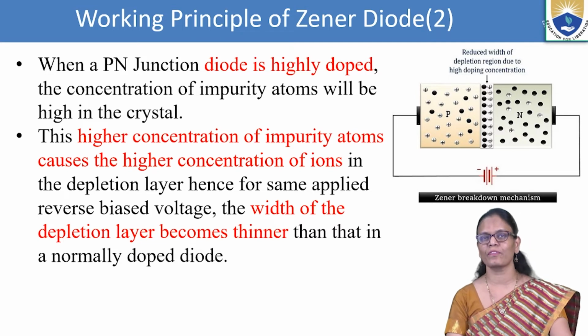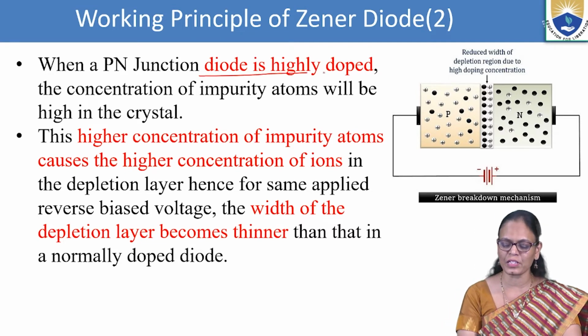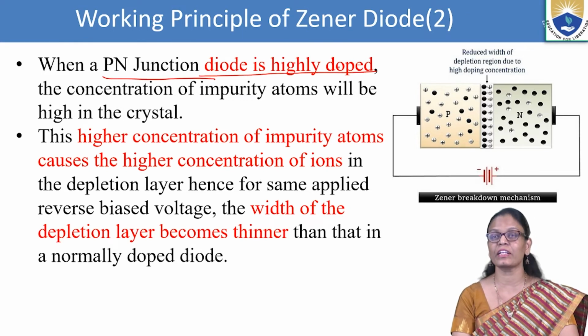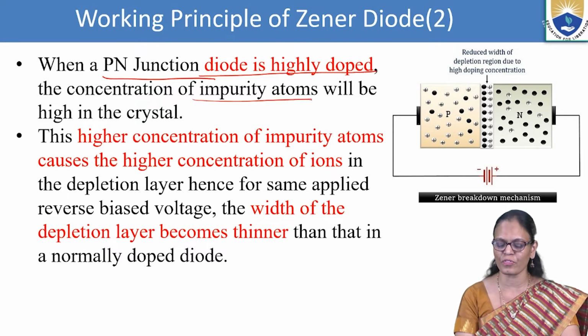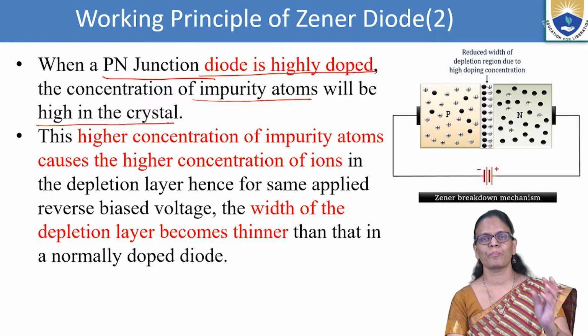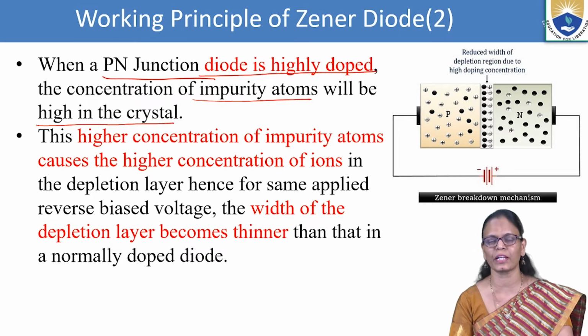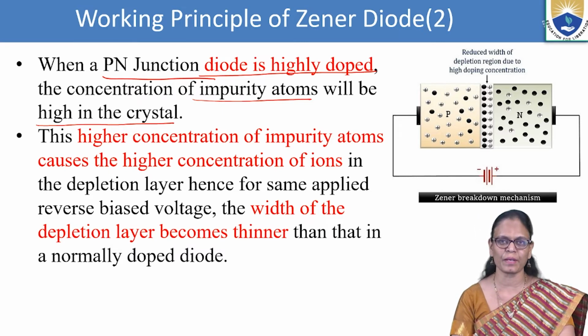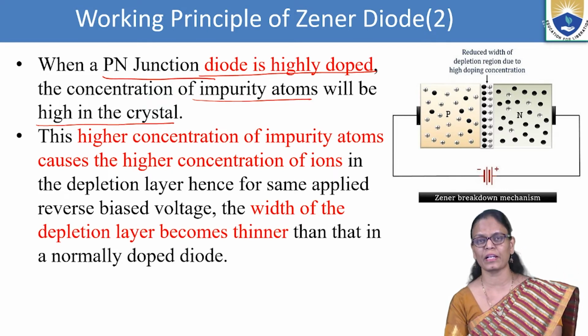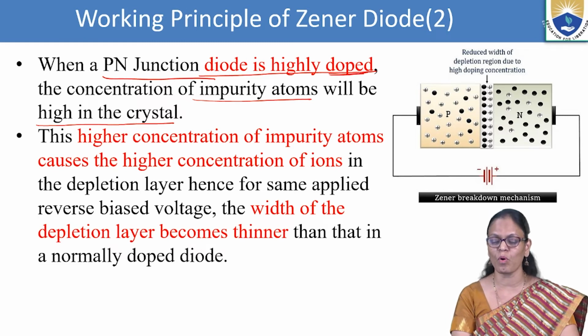Now, in a Zener diode, what we are doing is high doping. We take a PN junction diode and it is heavily doped so that the concentration of impurity ions will be high in the crystal. Whenever you take a pure semiconductor and add a p-type impurity, that's a trivalent impurity, we get a p-type semiconductor, and when we add an n-type impurity, we get an n-type semiconductor. But here, if you increase the concentration of the dopant atoms, the doping becomes high. More and more impurity atoms are added.